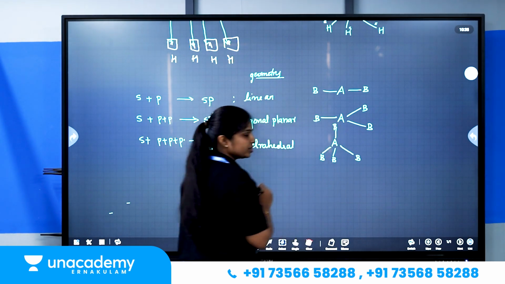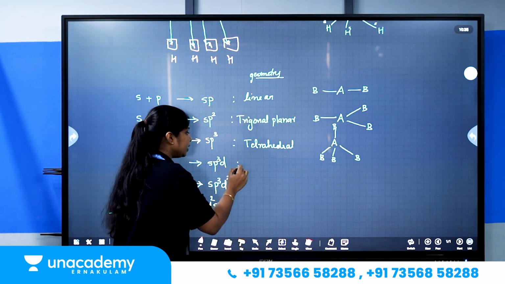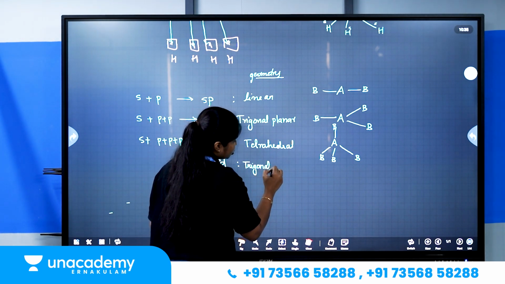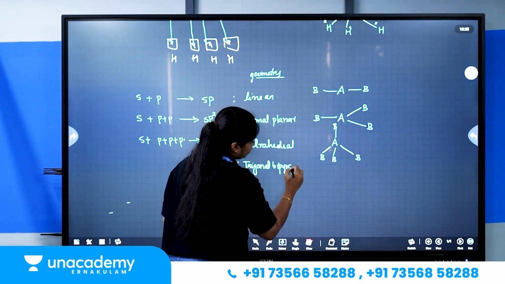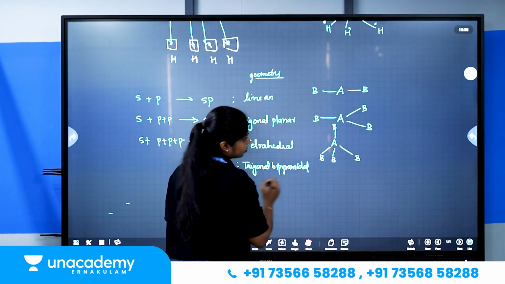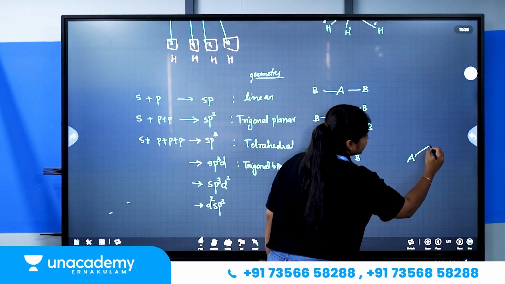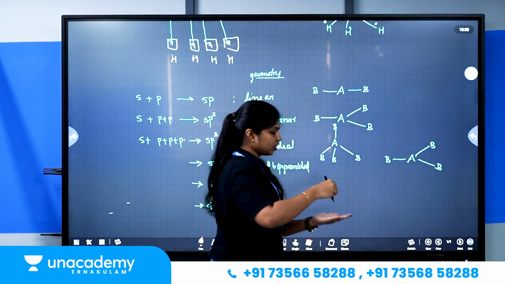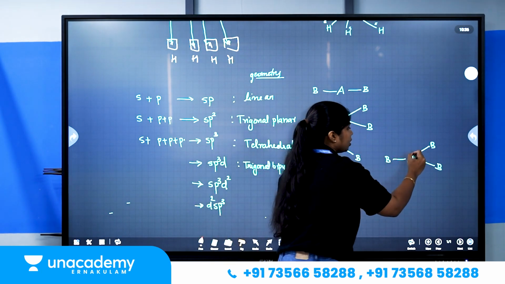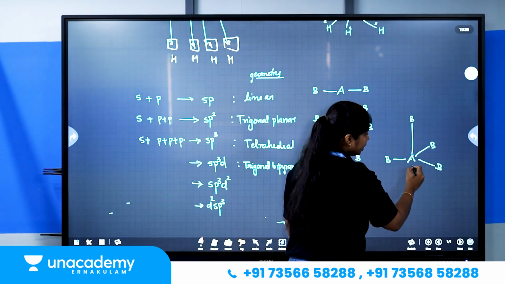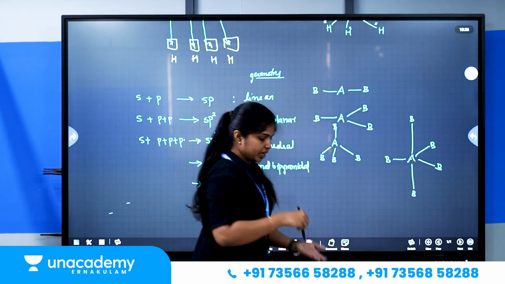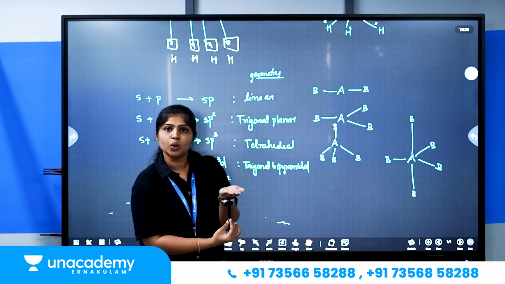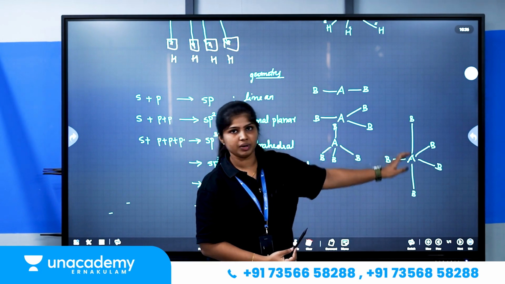This is tetrahedral geometry. Now, sp3d, which is trigonal bipyramidal. It will be like this: there will be a triangle, and above the plane one B will be there, and below the plane as well. That is, the triangle will be here, with one B above the plane and one below the plane. That is what trigonal bipyramidal is.